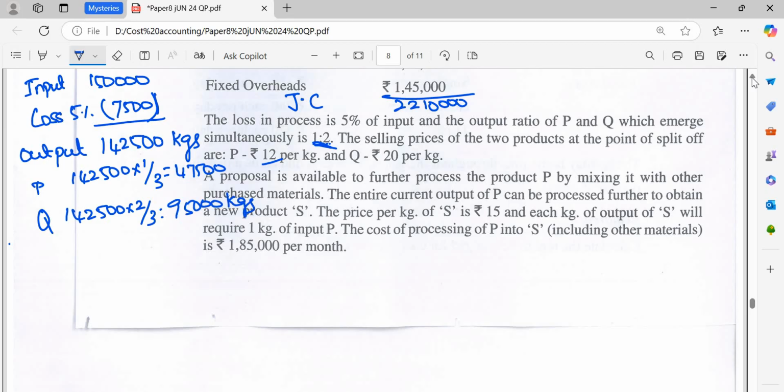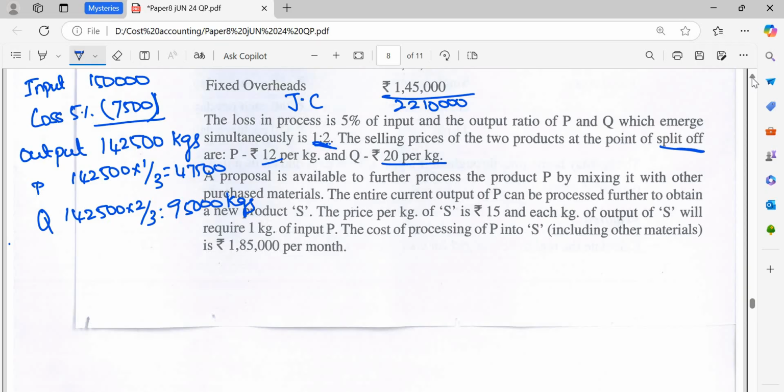This entire output of the two products is sold at the split-off point. Without further processing, I will get a selling price of 12 rupees per kg for P, and for Q I will get 20 rupees per kg. A proposal is available to further process the product P. I have a proposal to process P alone, not Q.